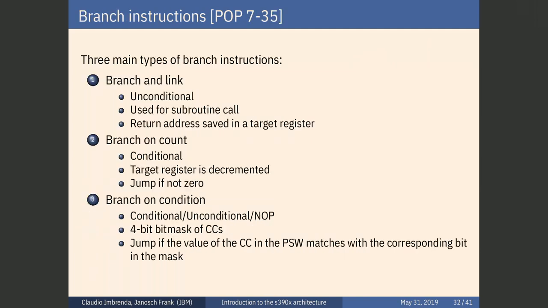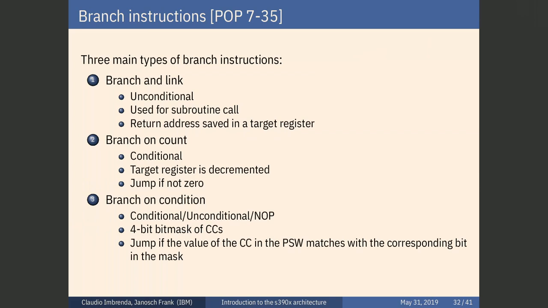Let's go to the branch instructions instead. There are 3 main types of branch instructions. You have branch and link, which is basically used for the subroutine call. It's an unconditional jump. You jump to the destination and you save the return address so that you can jump back there when you're done. This is the call, subroutine call.